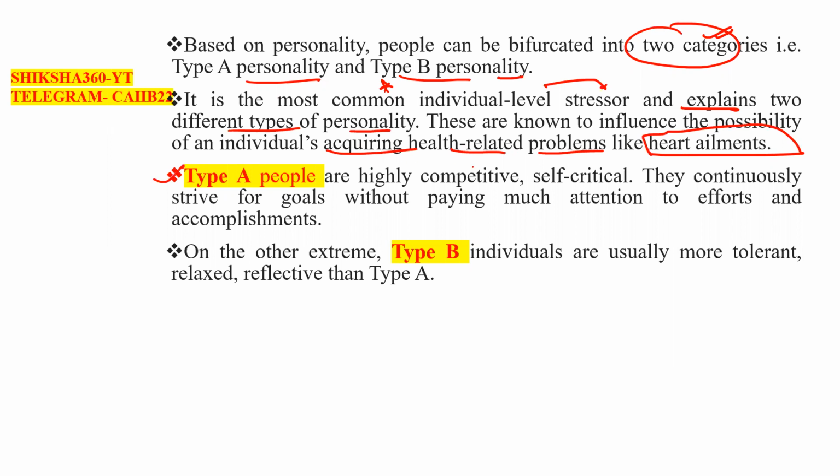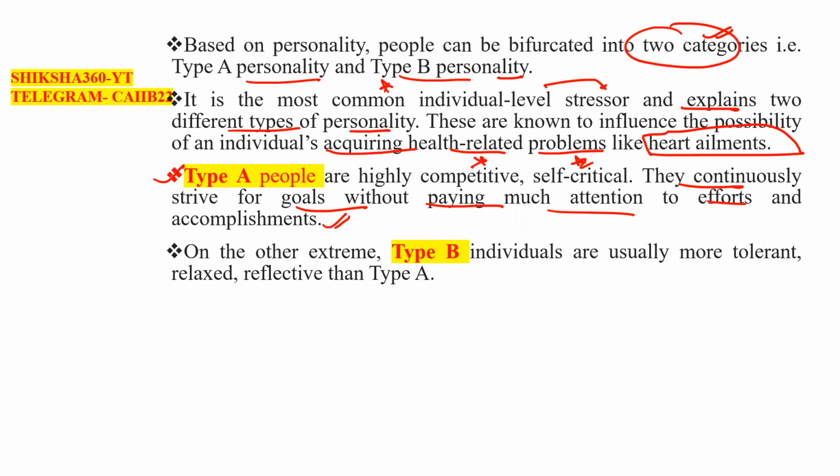So what is type A? Type A people are highly competitive and self critical. They continuously strive for goals without paying much attention to efforts and accomplishments. On the other extreme, type B individuals are usually more tolerant, relaxed, and reflective than type A.